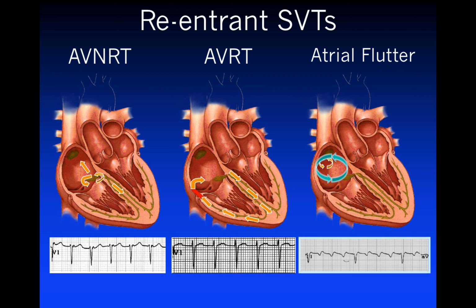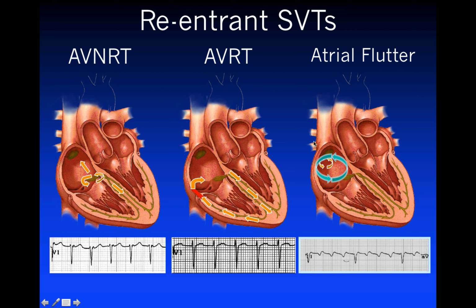Here are the reentrant SVTs, AVNRT, where you have re-entry within the AV node, going down the ventricle and up the atrium. And here you see that the P wave is very close to the QRS because they're depolarizing simultaneously. Here is AVRT, where you have an accessory pathway, and you're going down the AV node, up the pathway, down the AV node, up the pathway, and the P wave is separated a little bit from the QRS.